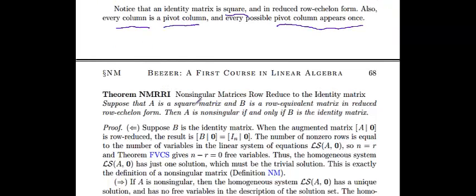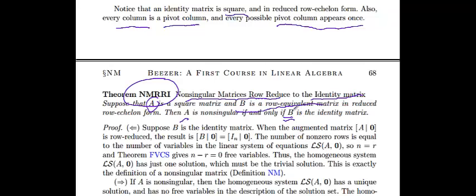Now, non-singular matrices row reduce to the identity matrix. That's what we're showing here. Suppose that A is a square matrix and B is a row equivalent matrix in reduced form. So B is row equivalent to A, and it's in reduced row echelon form. Then A is non-singular if and only if B is the identity matrix.